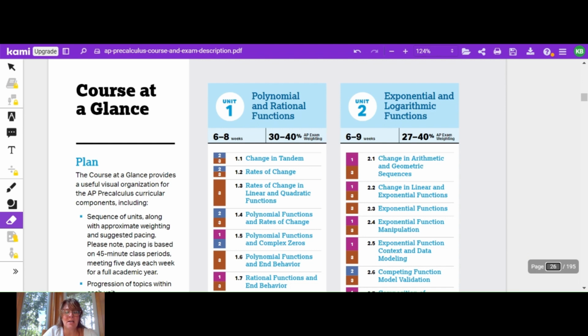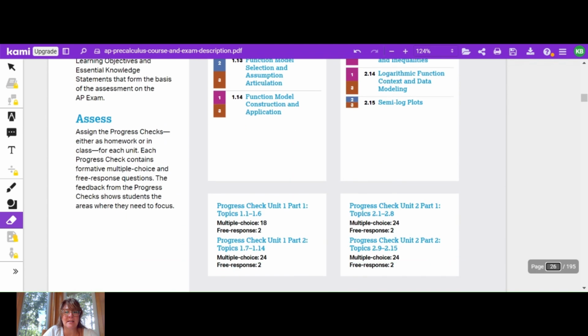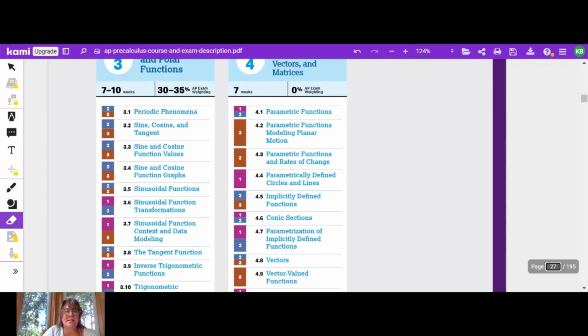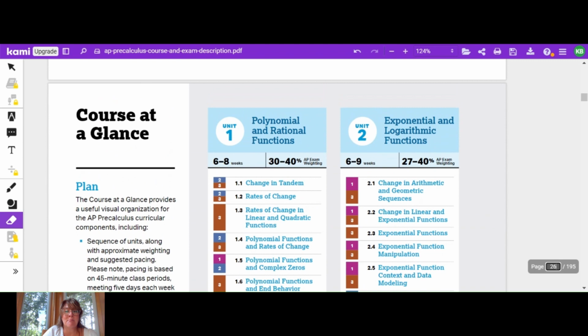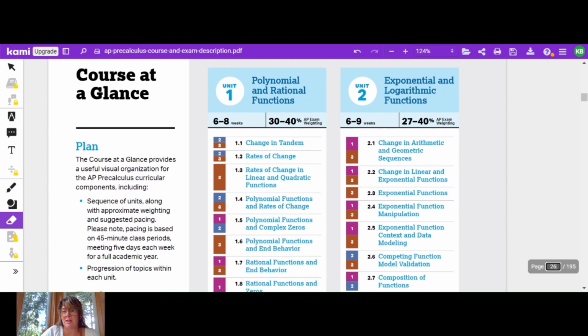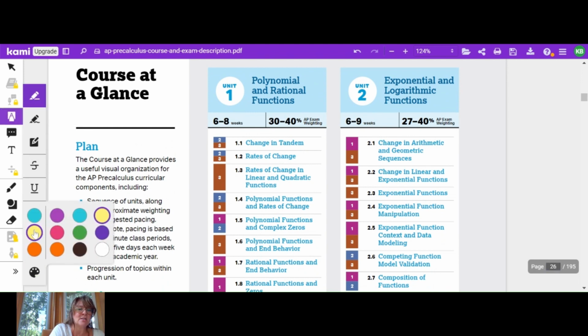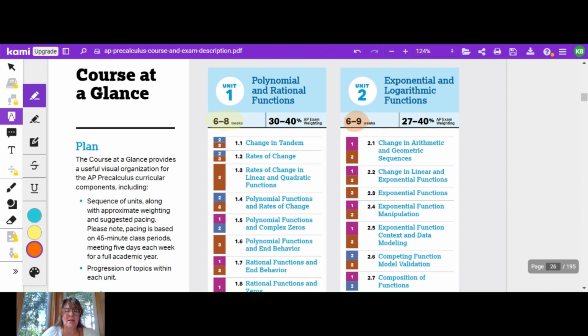Here is a listing of the 4 units in the course, along with each of the learning objectives and many other valuable things, which I'm sure I'll talk about in other videos. But for now, what I'd like for you to focus on is at the top of each unit, there's a time frame. So you can see at the top of Unit 1, there's a listing here of 6 to 8 weeks. And the same with Unit 2, a listing of 6 to 9 weeks, and the other units as well.